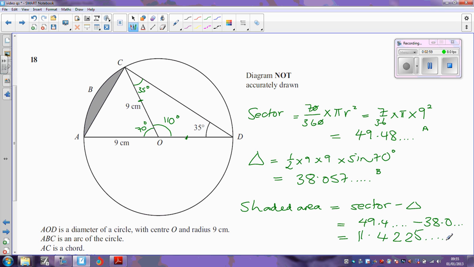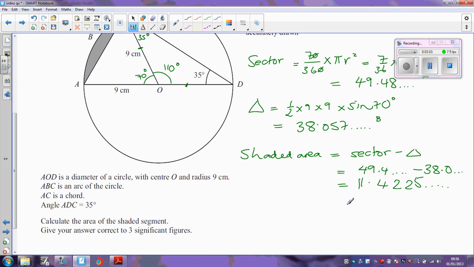11.4225. Now the question asks me to round it to 3 significant figures. In other words, I'm going to count 1, 2, 3. The 4 is the third significant figure. It doesn't need to round up. So the answer is just going to be 11.4 centimeters squared.